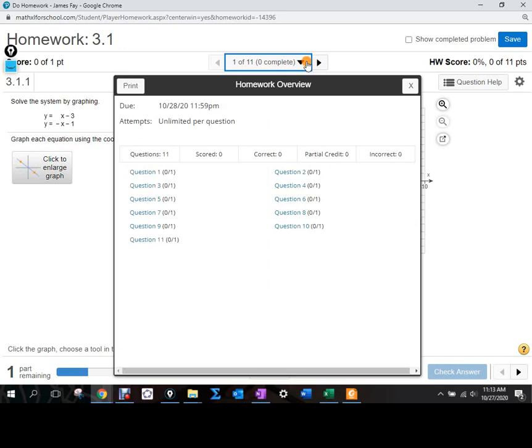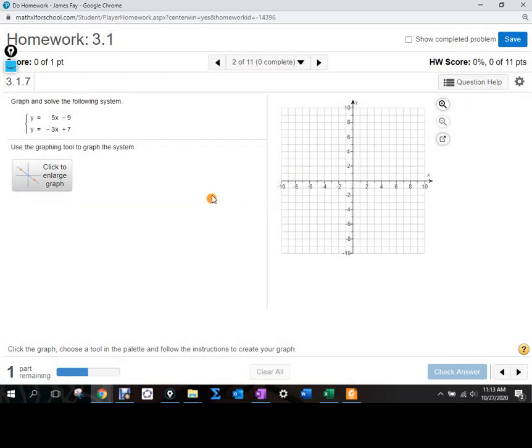I'll look to see if I have any. I'm not sure if I do or not. If I don't, I could probably print some off.